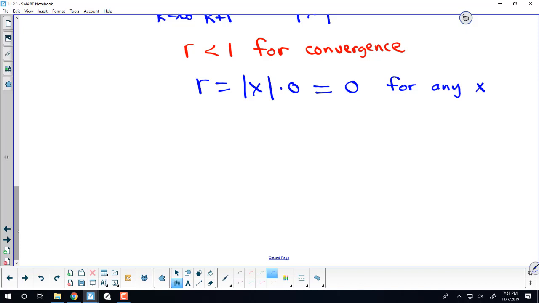So what does that mean about convergence then? It does converge for what x values? For all x values it converges, right? Because no matter what x you put in there, your ratio will always be 0, which is less than 1, which converges. And that means we don't have to test it. So this power series converges for all x.